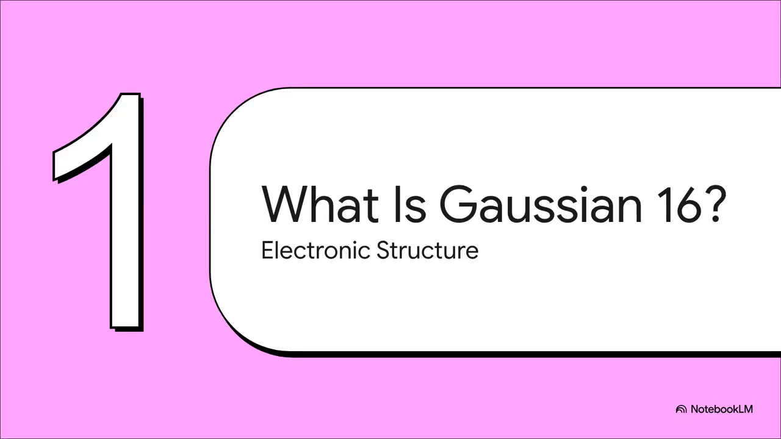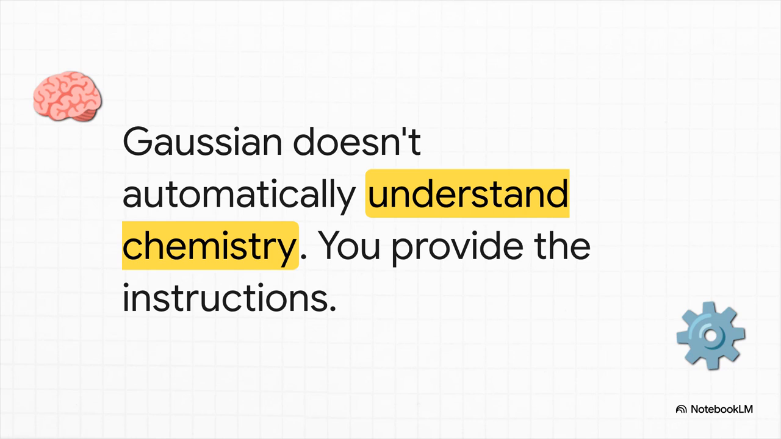All right. Section 1. What is Gaussian 16? Computing electronic structure. At its core, Gaussian is a quantum chemistry package that uses some pretty sophisticated quantum mechanical models to estimate how electrons are distributed in a molecule. And how that specific distribution determines molecular energy, physical structure, and all those observable properties.